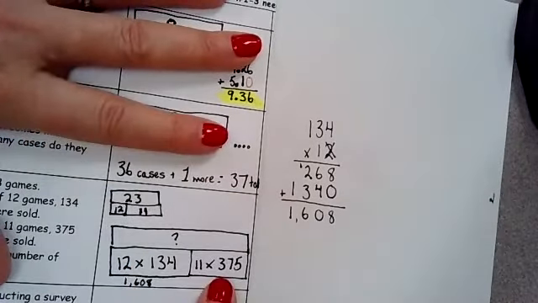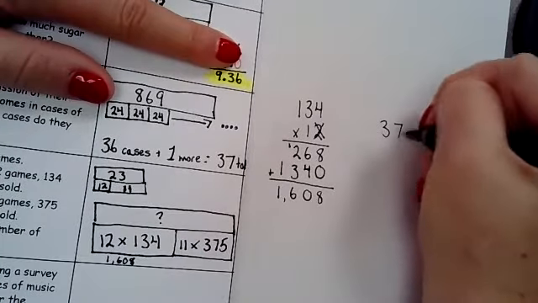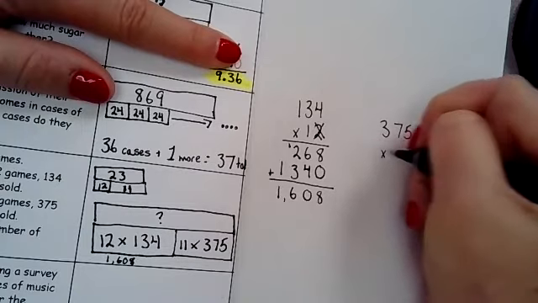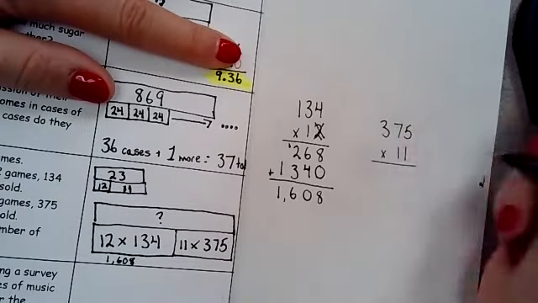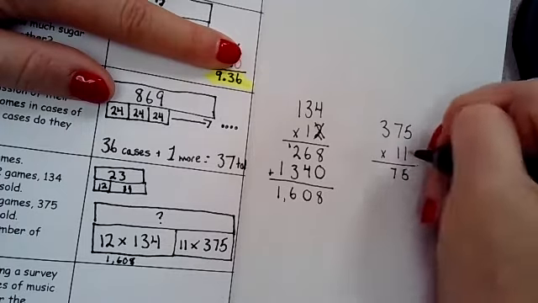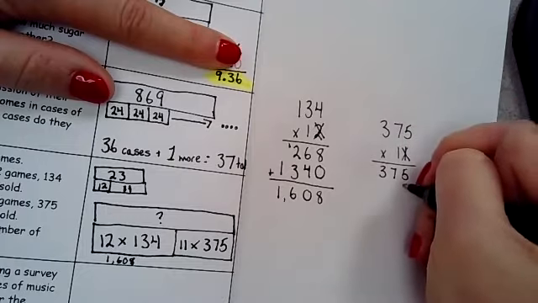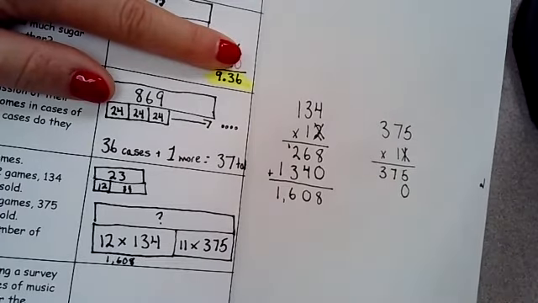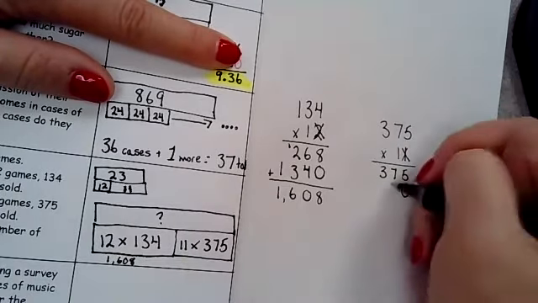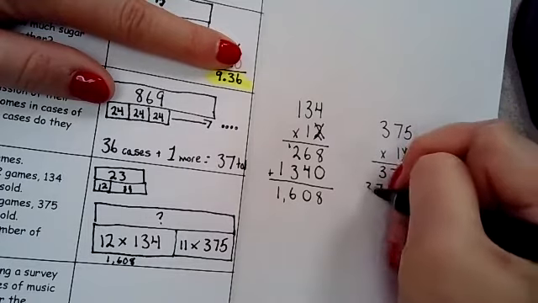Then I'm going to do the second multiplication. So I've got 375 multiplied by 11. Here I go. 1 times 5 is 5. 1 times 7 is 7. 1 times 3 is 3. Then I can cross this out, put a 0, because now I'm multiplying by the tens place. 1 times 5 is 5. 1 times 7 is 7. 1 times 3 is 3.